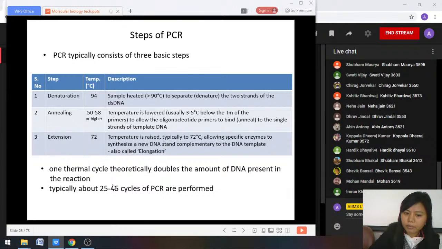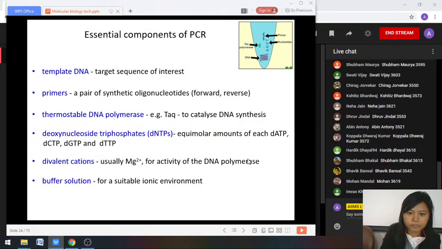Right. So one thermal cycle theoretically doubles the amount of DNA which is present in the reaction, and it roughly takes about 25 to 45 PCR cycles for a target to be amplified in appropriate amount. So what are the essential components here?